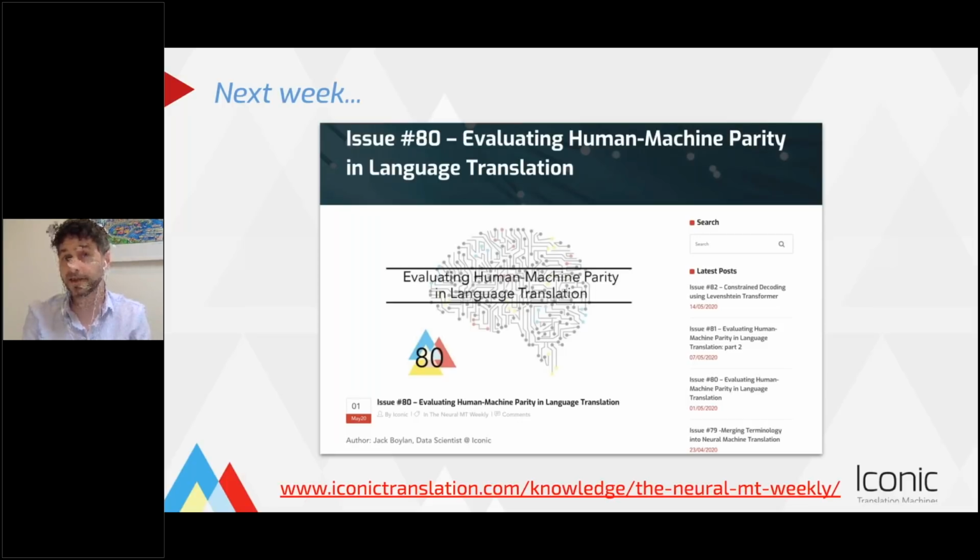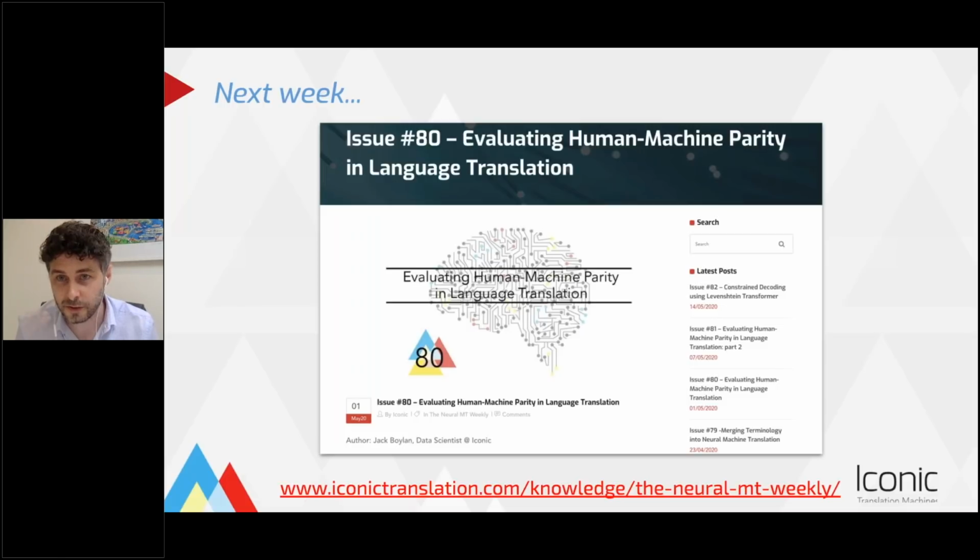So it wasn't the case, let's say, that SMT ever completely usurped RBMT in all cases, but definitely I think neural MT kind of made a much bigger initial splash with the results that we saw at the outset.